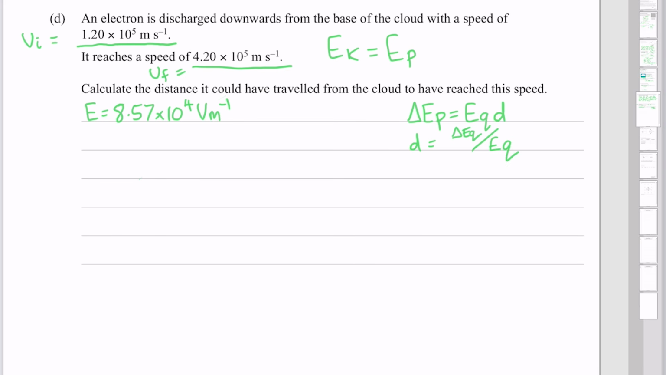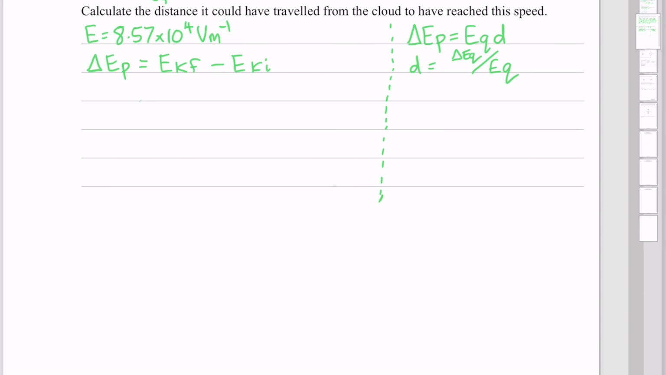Where we know our electric field, we know our charge, but we don't know the change in potential energy. So we need to find that somehow. The way that we can do that is by recognizing that the change in our electric potential energy is going to be our final kinetic energy minus our initial kinetic energy.